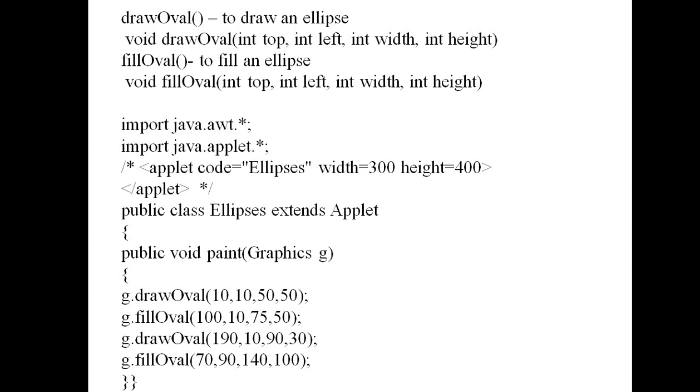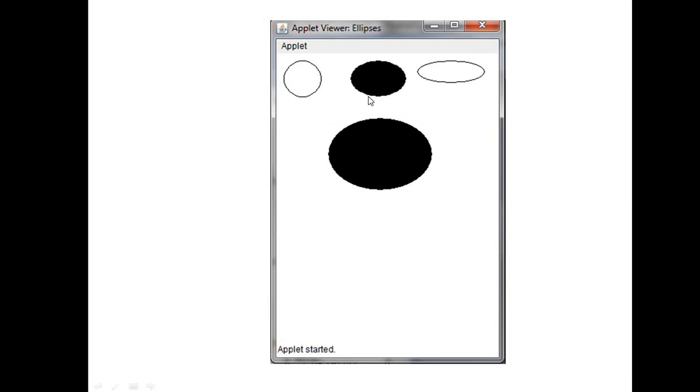Draw oval 50 50, where 50 is the width and height value. Next one, fill oval. Next one, draw oval 90 30, where 90 is the width value. Fill oval. Last one, 140 100. So it's a bigger oval. See, this is a smaller oval. This is an expanded or wide oval.